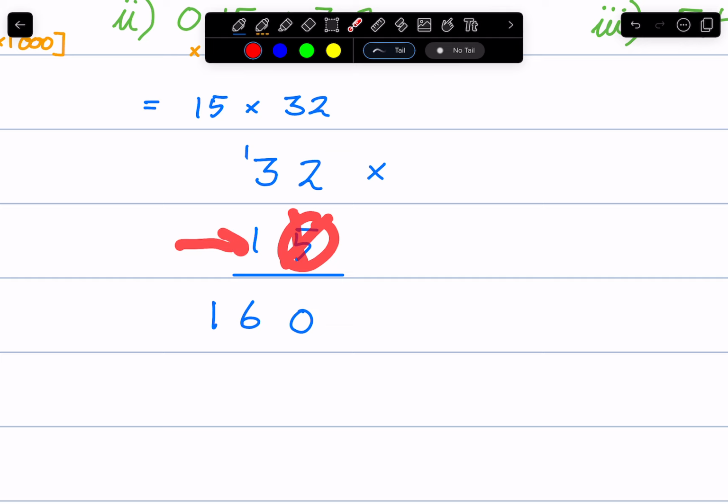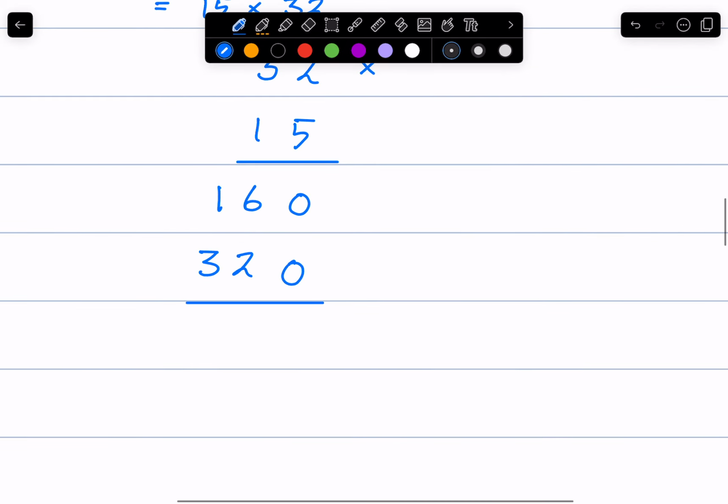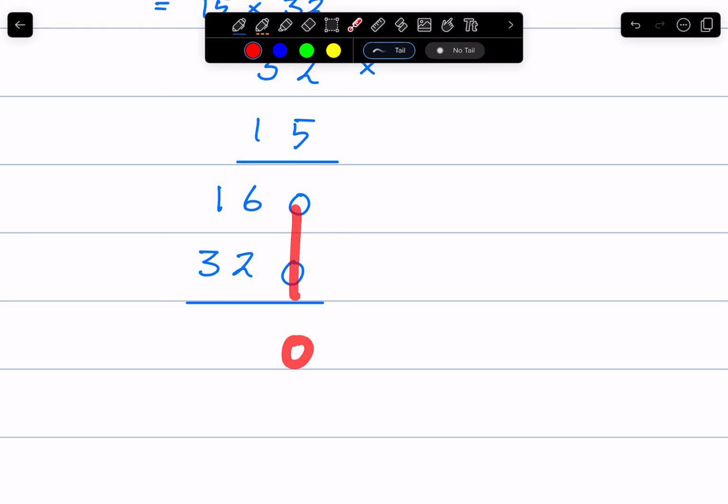We are now working with this 10. So we put a 0 and we continue. 2 times 1 is 2. And 3 times 1 gives us that 3. We add everything together. 0 and 0 gives us 0. 6 plus 2 is 8. And 1 plus 3 is 4.